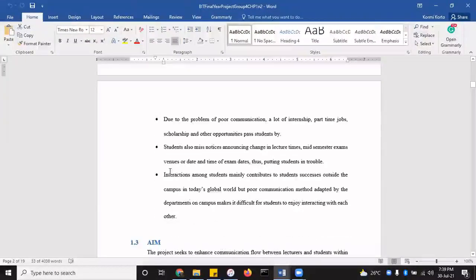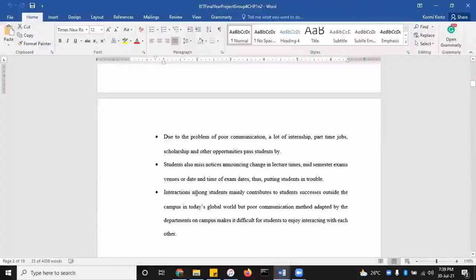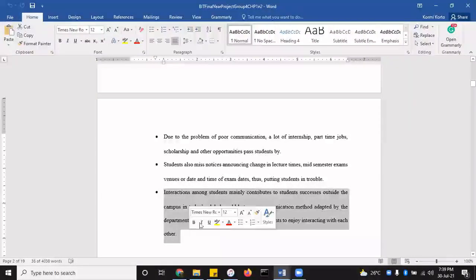Now the fourth one. Interaction among students mainly contributes to students' success outside the campus in today's digital or global world, but poor communication methods adopted by the department on campus make it difficult for students to interact with each other. So this is a good problem statement, which can easily be summarized as a lack of interactivity due to poor information flow.